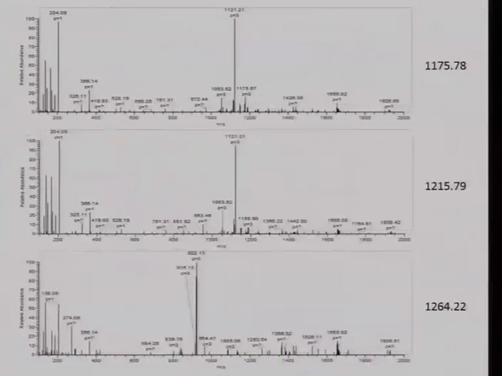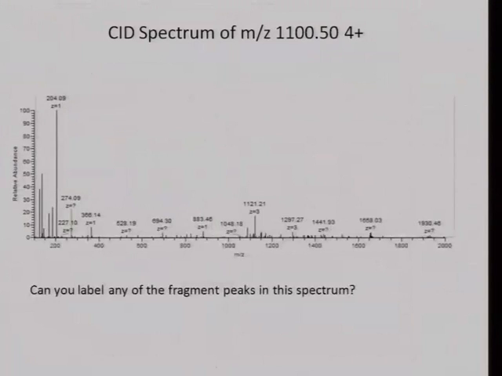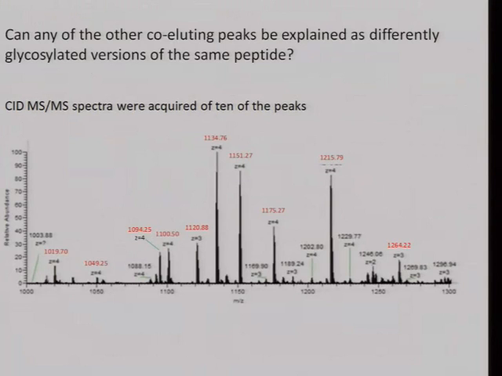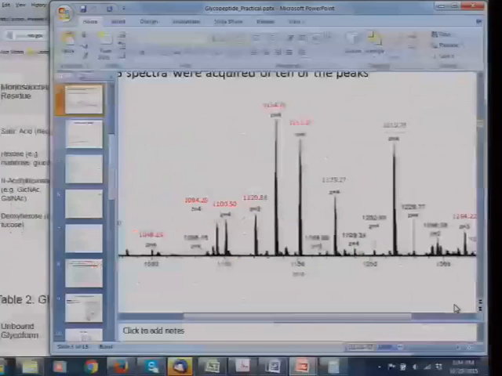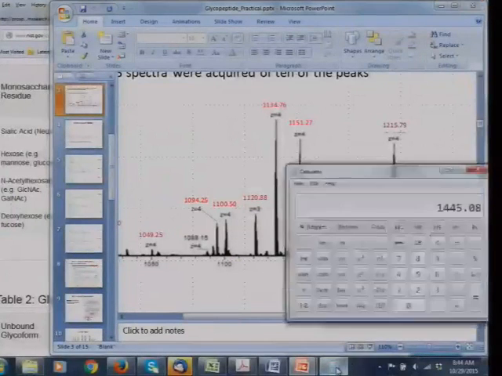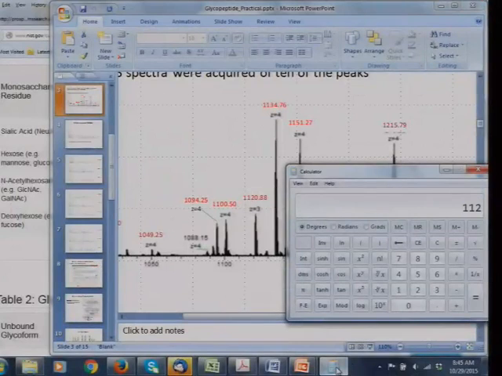So last 3. Top one again. We've got a big 1121, so it's another version of the same peptide. 1175.2. Let's use some decimal places this time. Let's see if we can solve it. 1127.